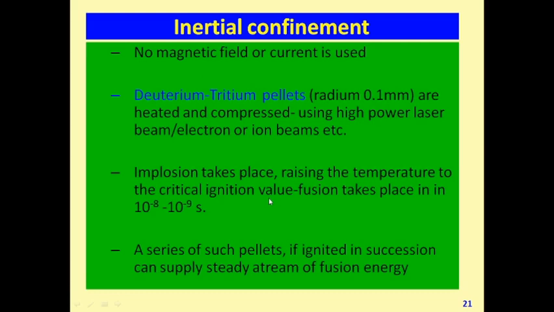So when these deuterium tritium pellets are compressed using the high power laser, at one time implosion takes place and the temperature rises to 10 raised to 10 Kelvin or so, which is a critical ignition value, and fusion takes place in a very short time. If a series of such pellets are ignited in succession one after the other, then you can get a steady stream of fusion energy. So this is the inertial confinement process.